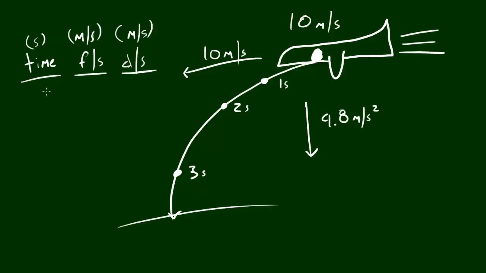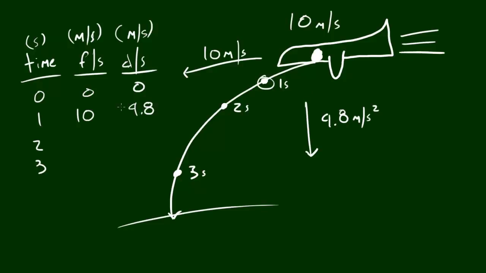Alright. So at time 0, you're holding on to the watermelon. It isn't moving at all. So therefore, it has no speed whatsoever. At time 1, 2, and 3, let's go ahead and figure out those. So at 1 second, the watermelon is moving forward at 10 meters per second. However, it's moving downward at 9.8 meters per second.